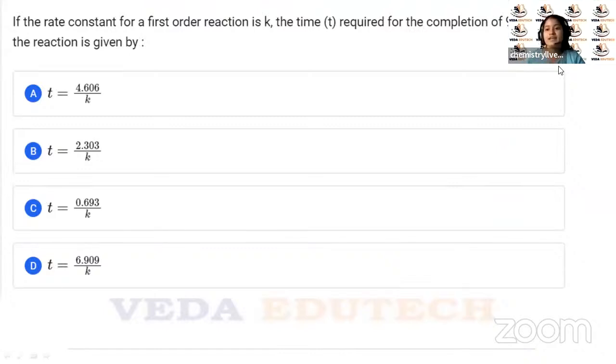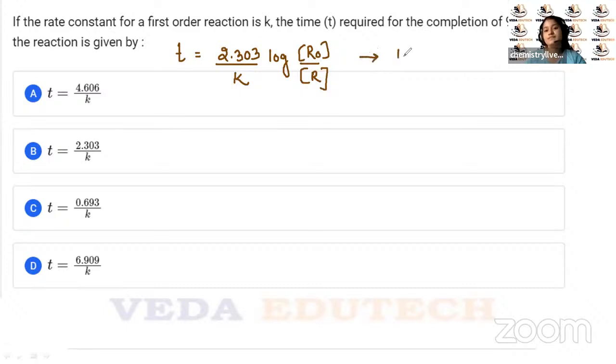There is another equation here. This is again from first order reaction. I hope you all can do it. Let's see. If the rate constant of the first order is K, find the time required for 99% completion of the reaction. So we'll see what happens here. T equals 2.303 by K log R naught by R. This is for first order reaction.